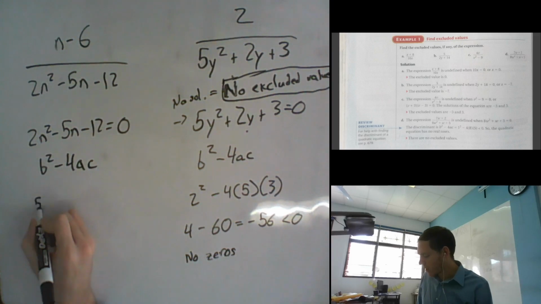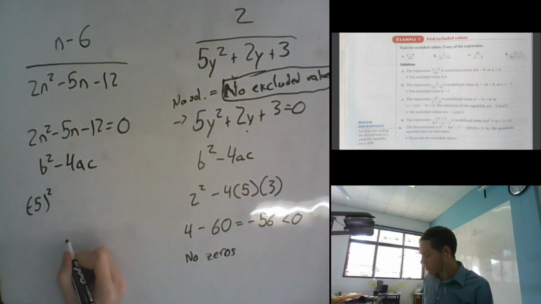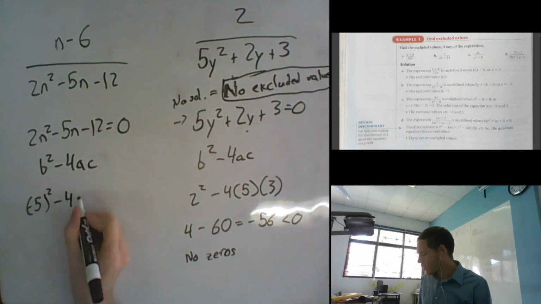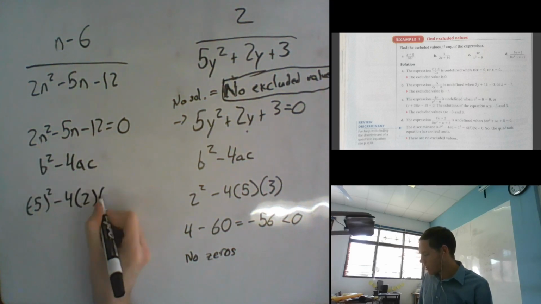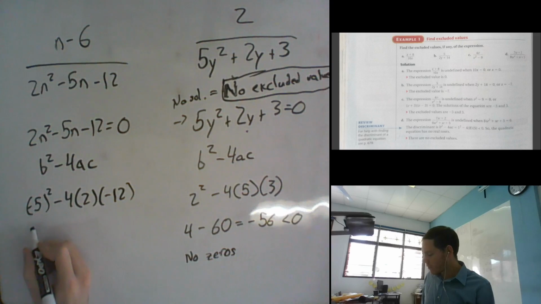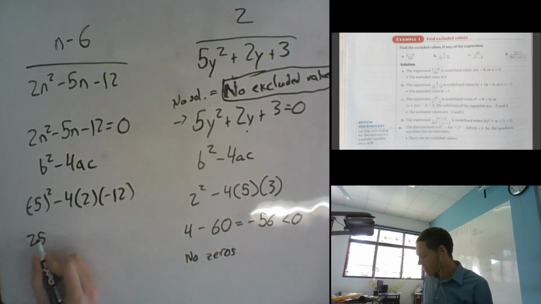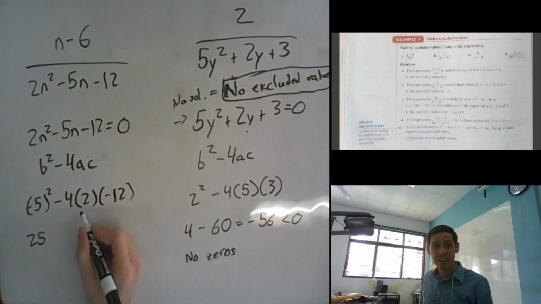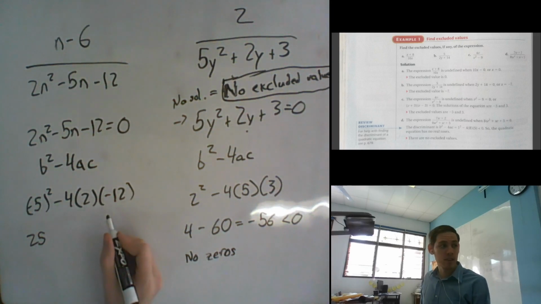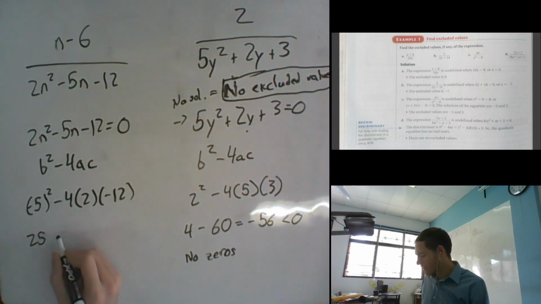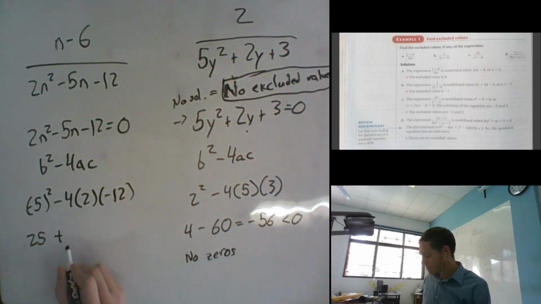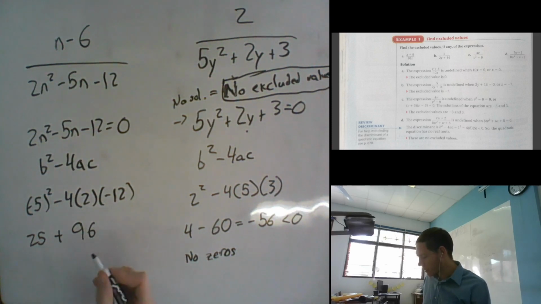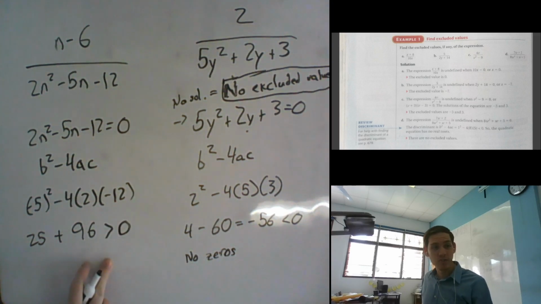So the middle is negative 5, so negative 5 squared minus 4 times 2 times negative 12. Negative 5 squared is 25. Negative 4 times 2 is negative 8. Negative 8 times negative 12 is positive 96. These two add up to be whatever. It's larger than 0.